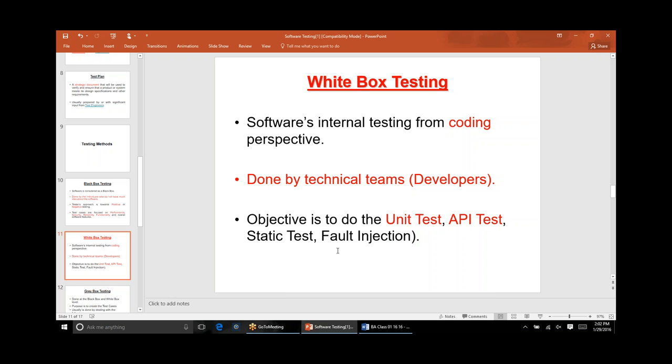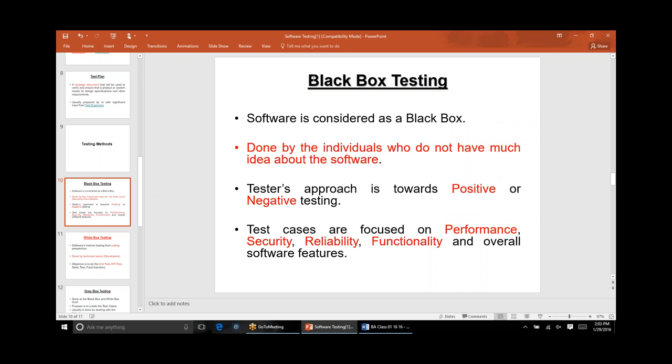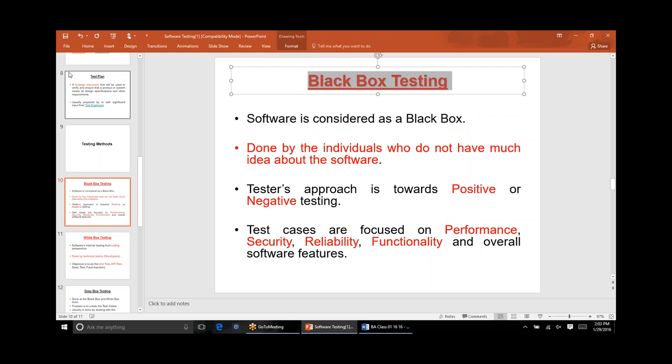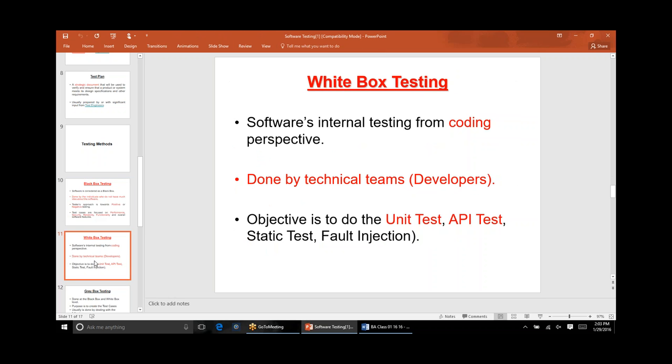So we talked about black box testing and we talked about white box testing. Black box testing is done by the people who don't know the system, but they understand the business requirement. White box testing is done by the people who basically understand the program, they understand the code very well.